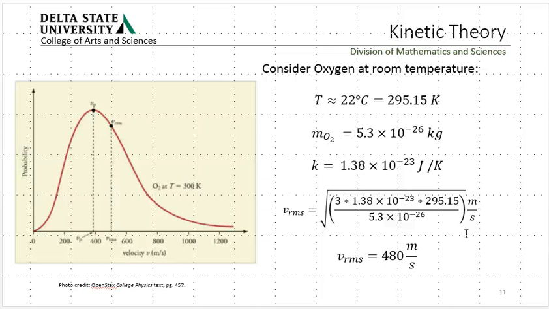This is why it's so hard to make liquid oxygen, because you have to cool them down a lot to get them to where they'll slow down enough to become a liquid. The same with nitrogen, and then some of the lighter molecules like helium, hydrogen, even harder. You have to really get them cold before they slow down enough to become liquid.